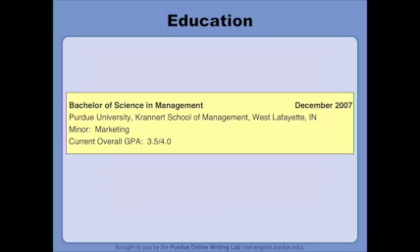This person had their Bachelor of Science in Management. Notice over to the right, it shows you the date of completion there, the school, and then they did include their GPA.